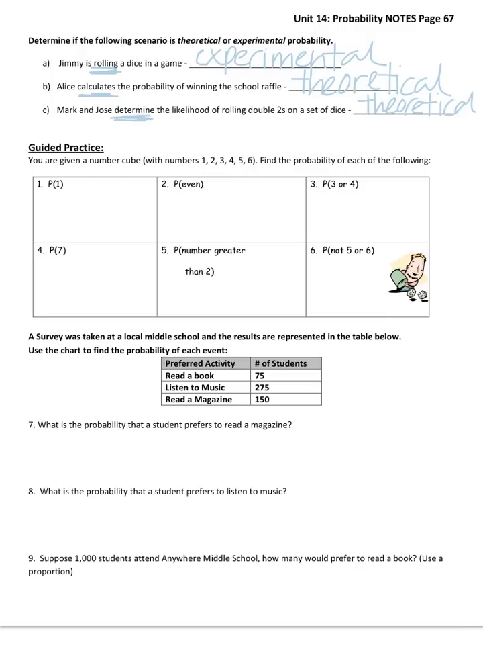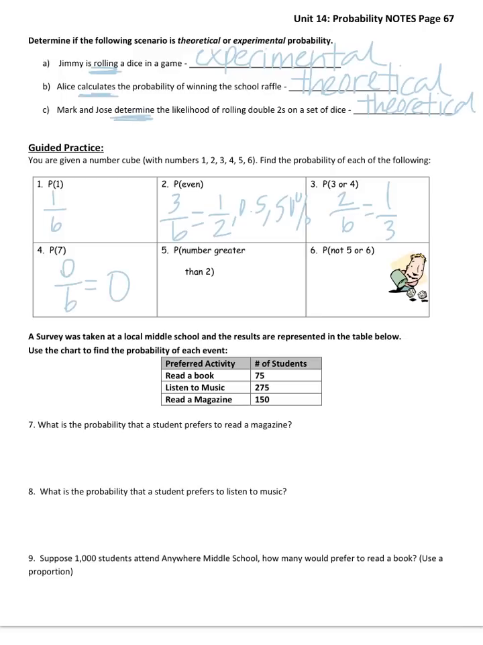Okay, let's try numbers 1 through 6. So we're given a number cube that has 6 sides. The probability of rolling a 1 would be 1 out of 6. An even number would be 2, 4, and 6, so 3 out of 6, which reduces to 1/2. And again, it's good to know the different conversions with FDP. 3 or 4 would be 2 out of 6, which simplifies to 1/3. The probability of 7 would be 0 out of 6, which simplifies to 0.